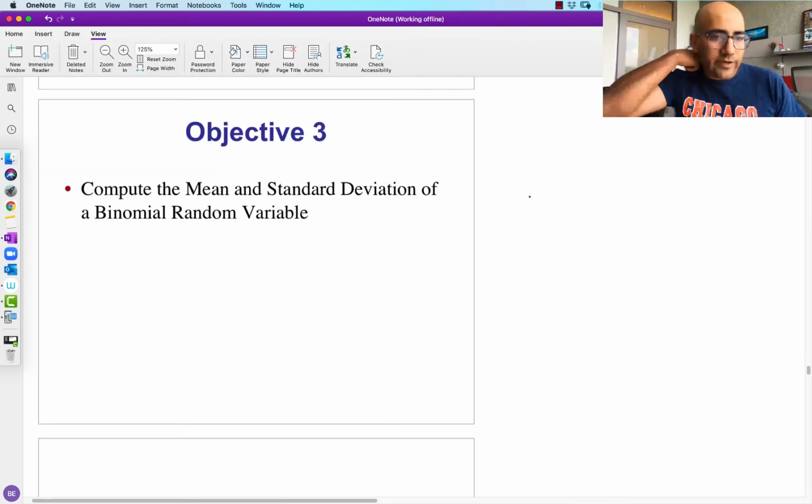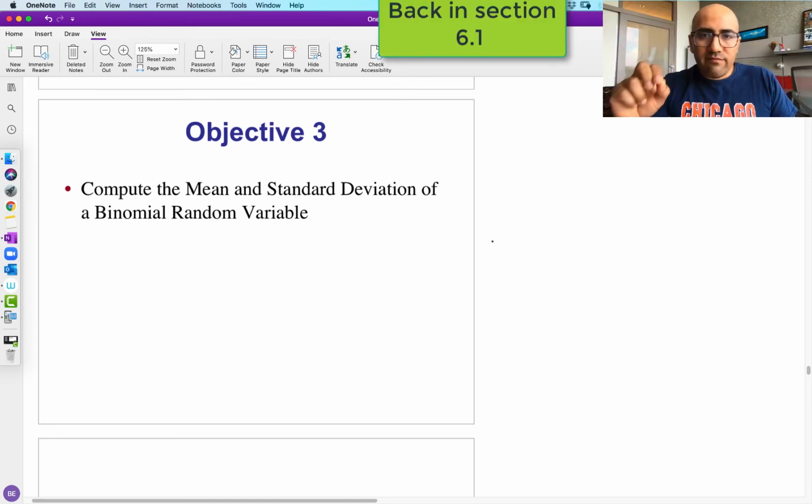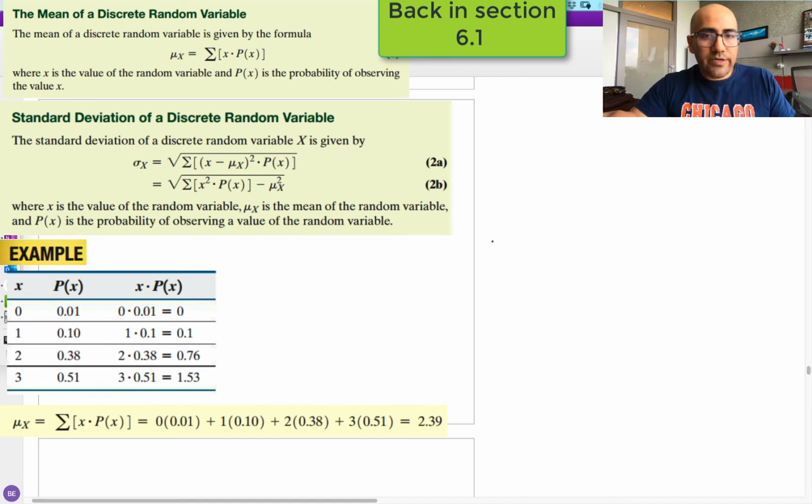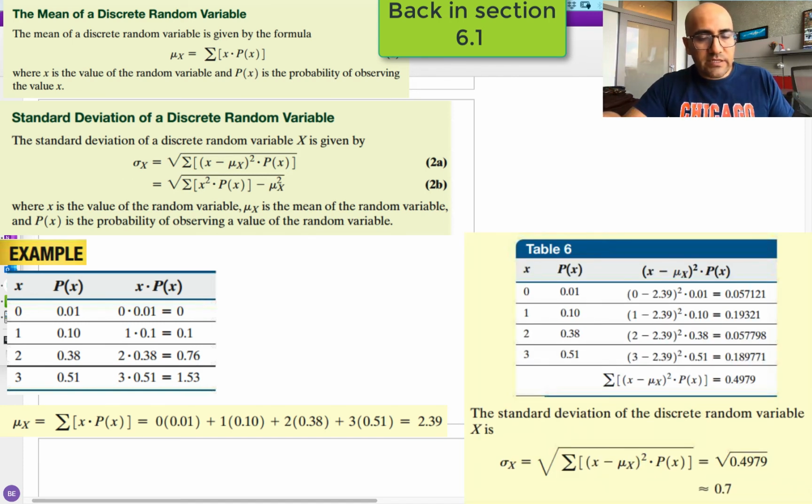Okay, objective number 3, compute the mean and standard deviation of a binomial random variable. If you recall from section 6.1, the formula for finding the mean and the formula for finding the standard deviation of a random variable is pretty ugly. It's a pretty intense formula. That formula still works for binomial random variables. You can get the correct answer by using that formula. But one of the advantages of recognizing that it's a binomial random variable is that there's an easier, faster way of finding the mean and standard deviation.